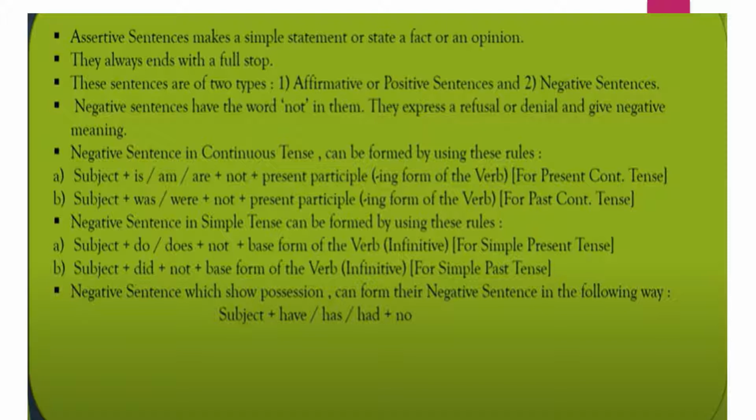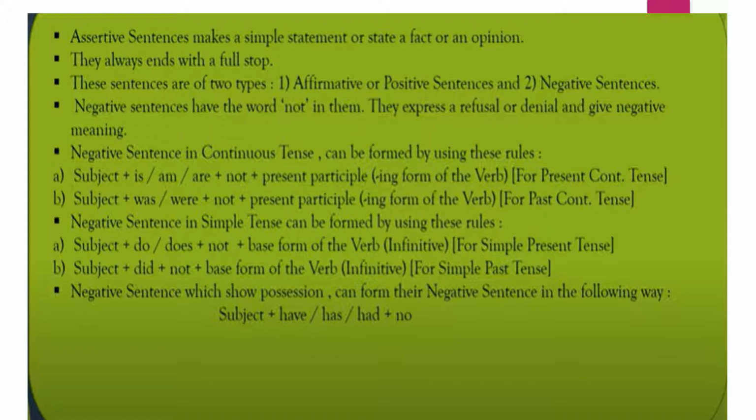Negative sentences in continuous tense can be formed by using these rules. A. Subject plus is, am, are plus not plus present participle, that is the ing form of the verb, for present continuous tense. Now for past continuous tense, the rule is subject plus was or were plus not plus present participle, that is the ing form of the verb.